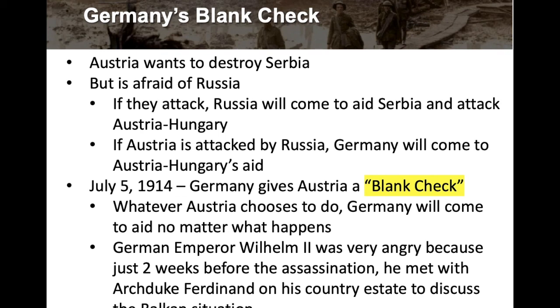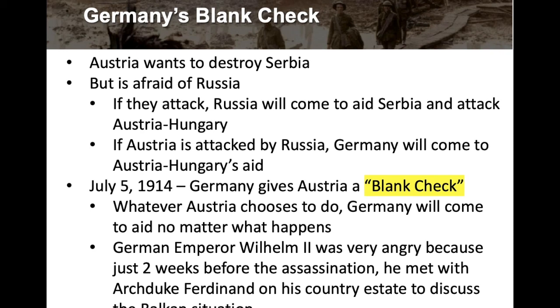July 5th, 1914, Germany gives Austria what is called the blank check. That's the actual name for it. It's called Germany's blank check. And what they basically said was, whatever Austria chooses to do, Germany will come to their aid no matter what. So if Austria invades Serbia, Germany's going to help them out. Germany will be there for them, even if Russia attacks.